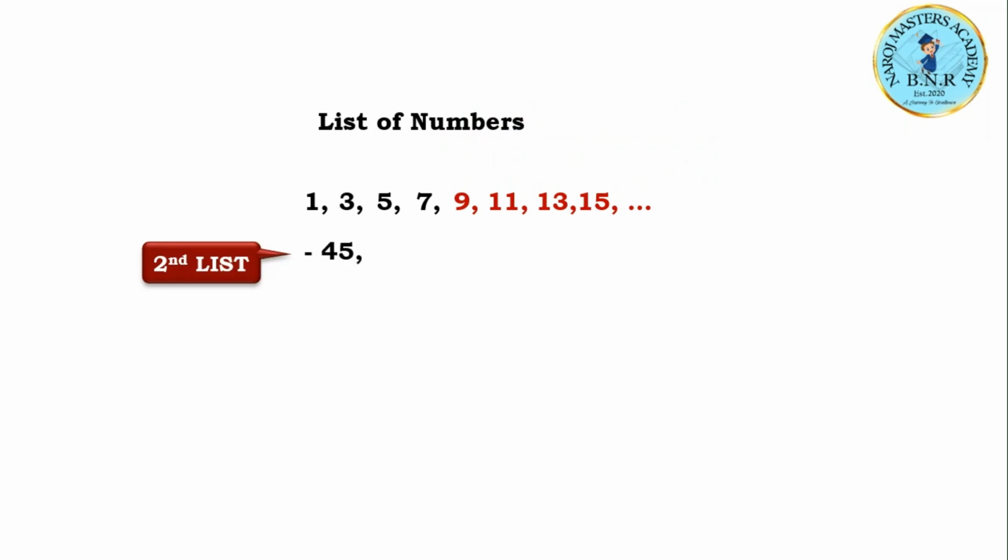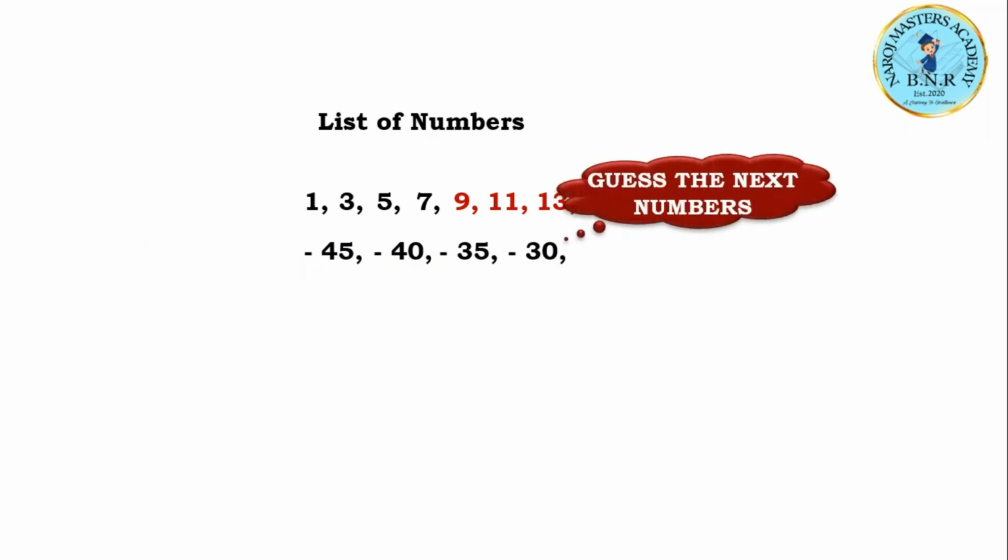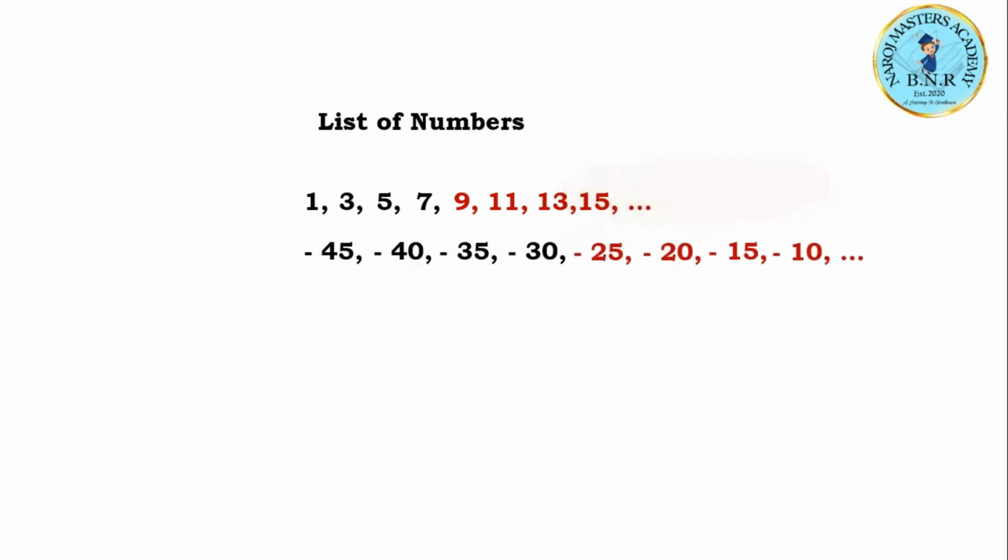Second list: minus 45, and plus 5, that is minus 40, and minus 35, minus 30. Now guess the next terms in this given list of numbers. So here the next numbers will be minus 25, minus 20, minus 15, and so on. Am I right? Now look at list number 3.